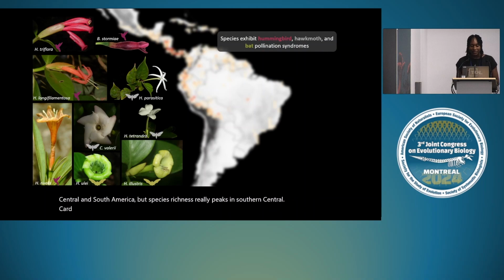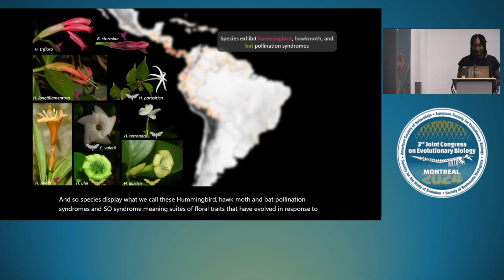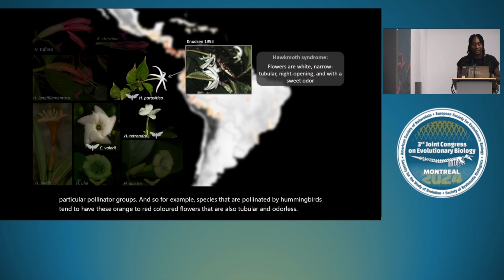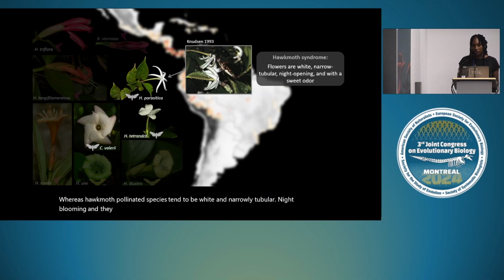Species display what we call hummingbird, hawk moth, and bat pollination syndromes. Syndrome means suites of floral traits that have evolved in response to particular pollinator groups. For example, species that are pollinated by hummingbirds tend to have orange to red colored flowers that are also tubular and odorless. Whereas hawk moth pollinated species tend to be white and narrowly tubular, night blooming, and they also produce a sweet odor at night.